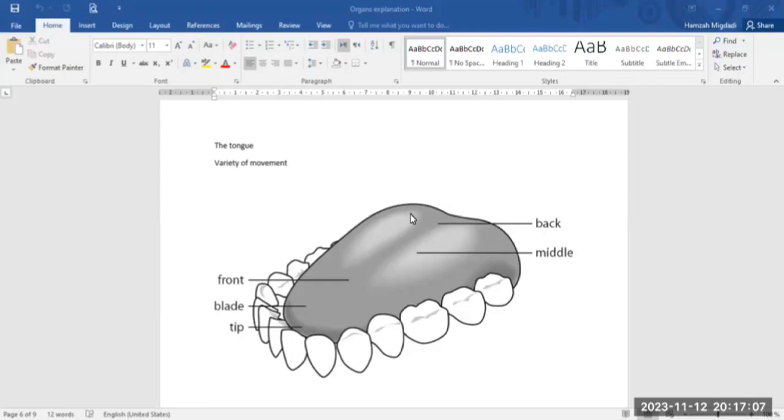Now let's think about the features of the back, the front, blade, and tip. What do you mean by features? Characteristics. Yes. Okay. So what's the feature of the tip and blade? Keep it in your mind. They are mobile. What do you mean by mobile?